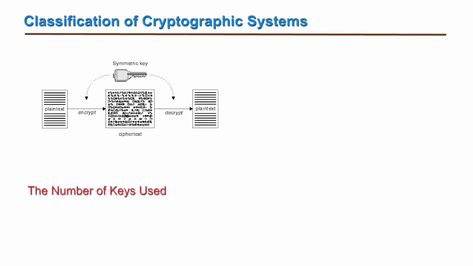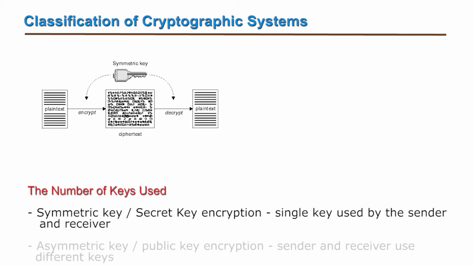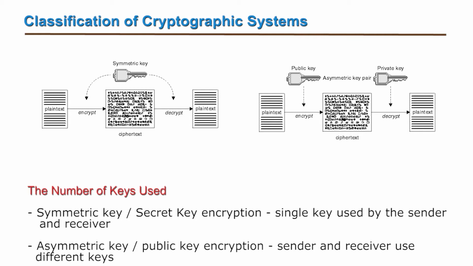The second one is the number of keys used. There are two types. One is a symmetric crypto system and the other one is an asymmetric crypto system. In the symmetric key or secret key encryption, a single key is used by the sender and the receiver. In the asymmetric key or public key encryption, the sender and the receiver use different keys.